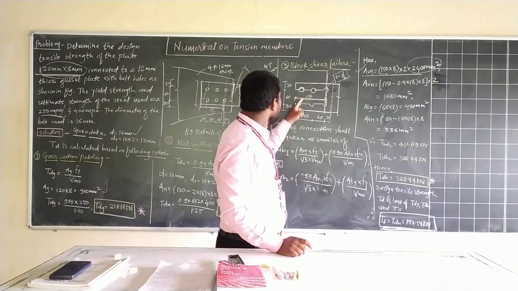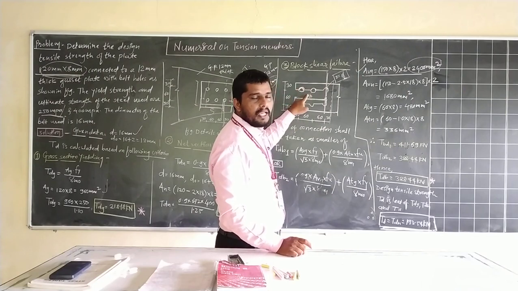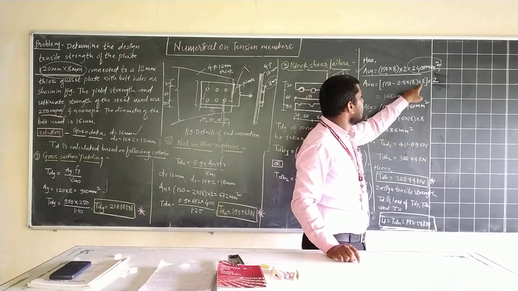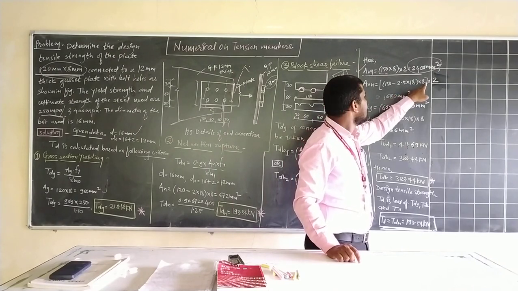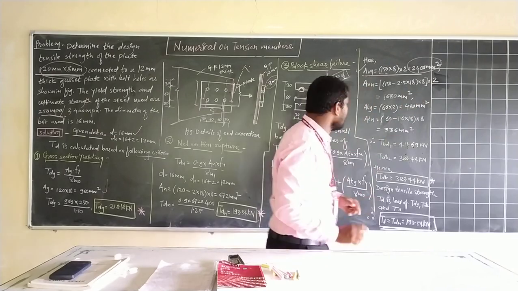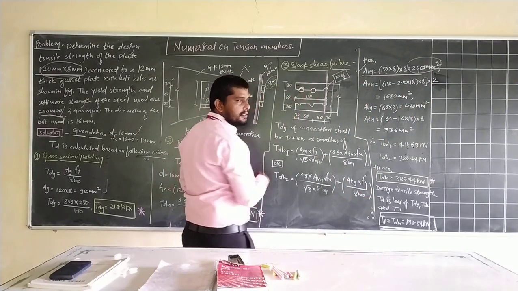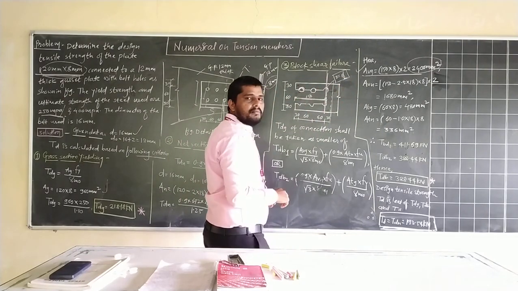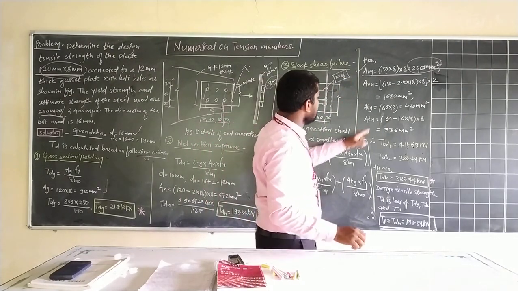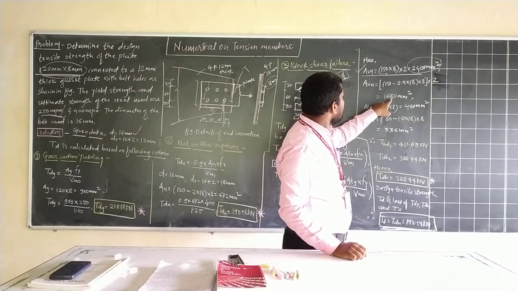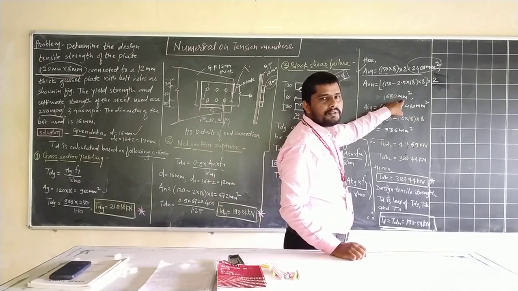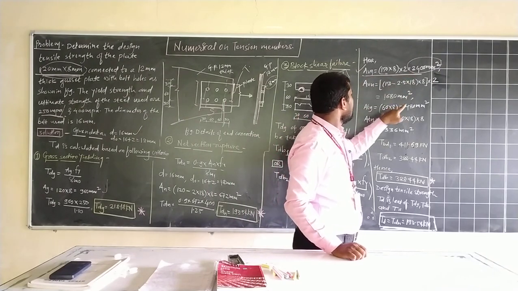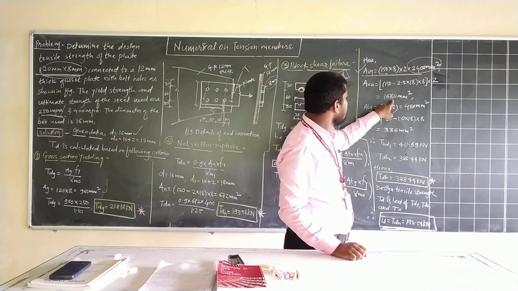Multiply by 18 mm, the diameter of the hole, which is the diameter of the bolt plus 2 mm clearance. So the diameter of the hole is 18 mm, bracket complete, into the thickness of the plate, 8 mm, bracket complete, into 2. We have to consider this twice because the bolts are placed in double rows. So the total net area is 1680 mm square. The gross area is 2400 and the net is 1680 mm square.